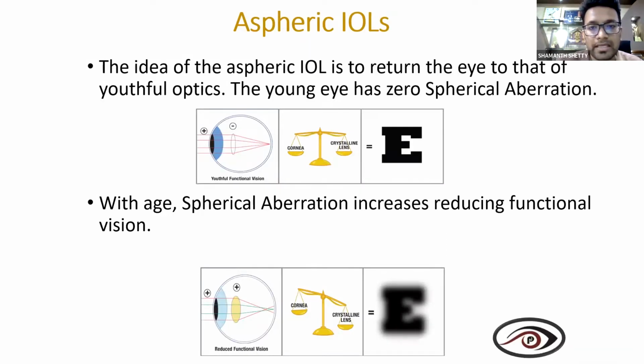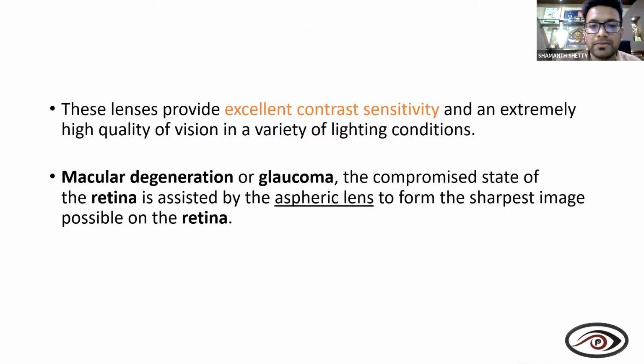Coming to the main aspheric IOLs, the idea of an aspheric IOL is to return the eye to that of young optics. So basically, it gives you excellent contrast and a high quality of vision. Keep in mind three things before you implant an aspheric IOL. Check the Q value in your aberrometer. Then also see the spherical aberration in Zernike's polynomial in the 6 millimeter zone. Depending upon your Q value, if it comes negative, then you go with a positive aspheric one, or if your Q value comes positive, you go with the negative aspheric ones.